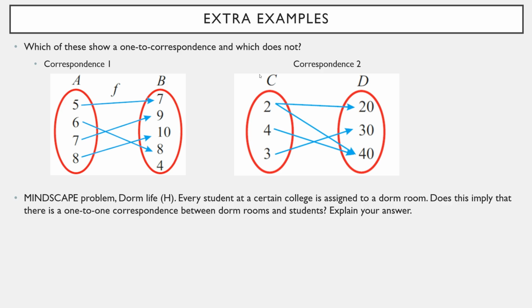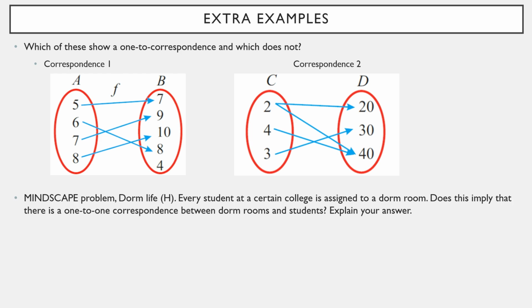All right, so let's do another, just a visual of this real quick. I'll do a visual problem and then I'll do actually a mindscape problem. So a problem from your textbook. Here's the first question. I have two situations here. Which one shows a one-to-one correspondence and which one does not? So remember what a one-to-one correspondence means.